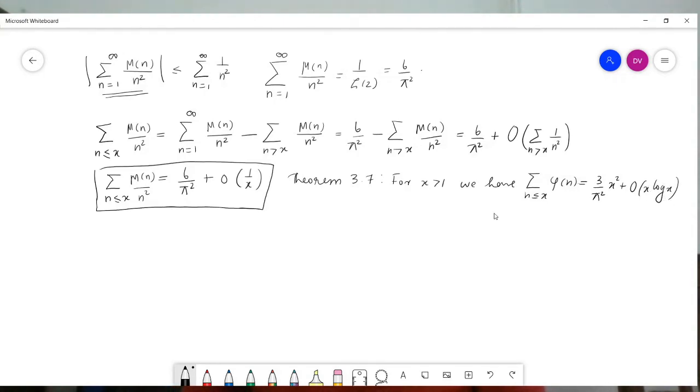Okay, from this you can say that the average order of phi of n is 3n by pi square. If you neglect this error term and divide by x, you will get the average order as 3x by pi square, or 3n by pi square. This is the thing we want to prove.